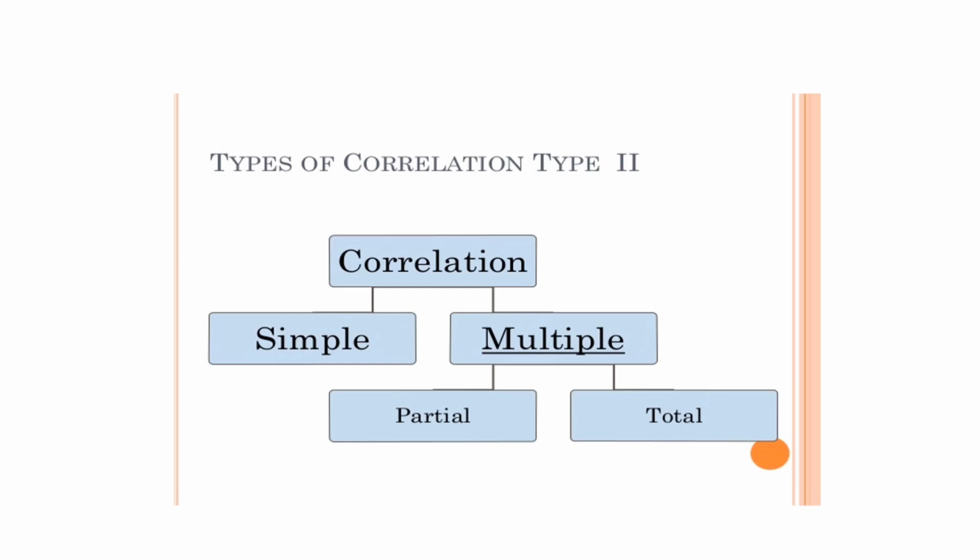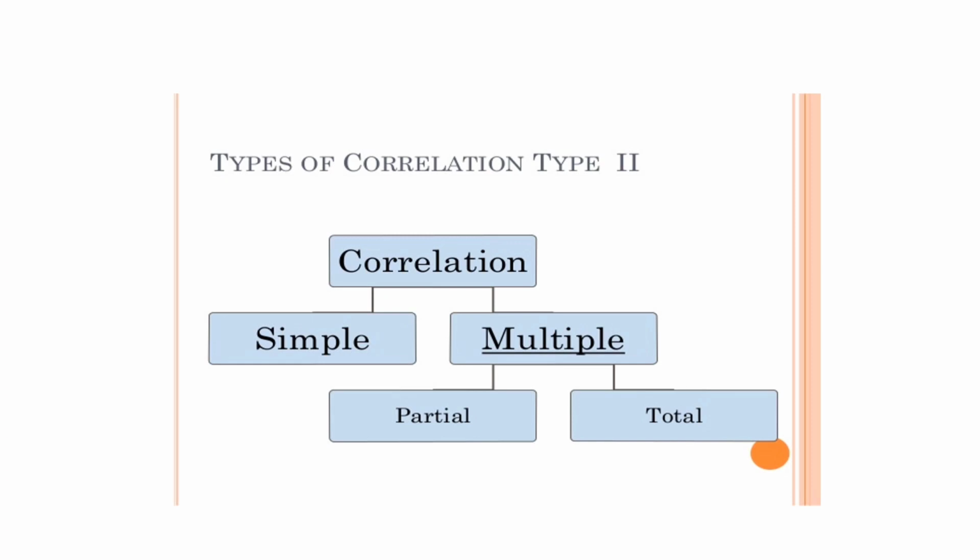Under multiple correlation, first comes partial correlation. Under partial correlation, what we do is, one time we consider more than two variables. It can be three or more variables. But one time we will study the relationship between two variables only, taking the effect of the third variable as constant, or we can say taking the third variable as constant.